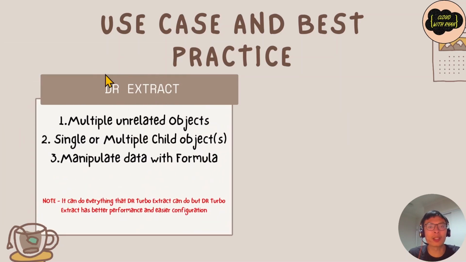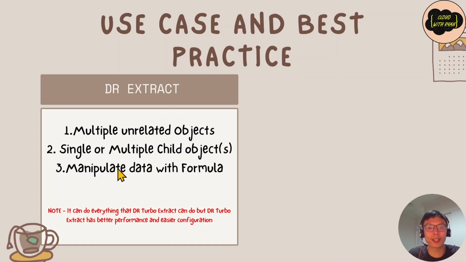We use DataRaptor Extract if you need to retrieve data from multiple unrelated objects. For example, if you need to fetch the account name field from the account object and the user's email address from the user object. Or if you need to extract data from single or multiple child objects. For example, you need the account name field from the account object and the first name field from all the related contact objects associated with the account, then you would use DataRaptor Extract.